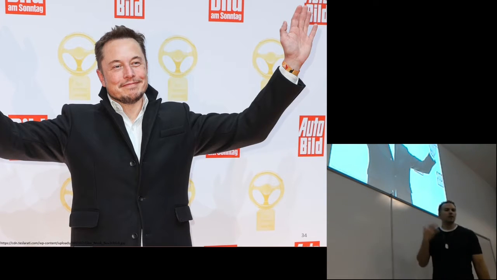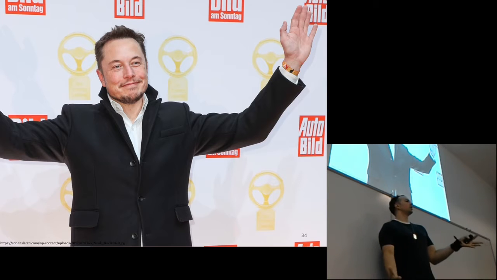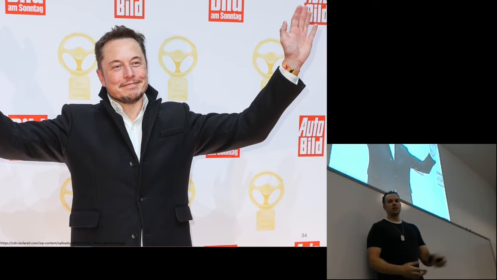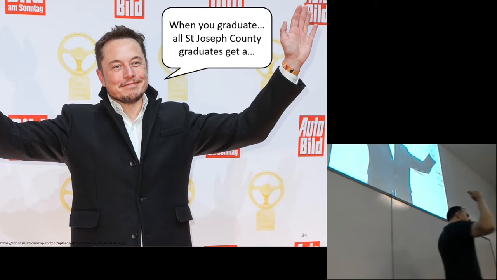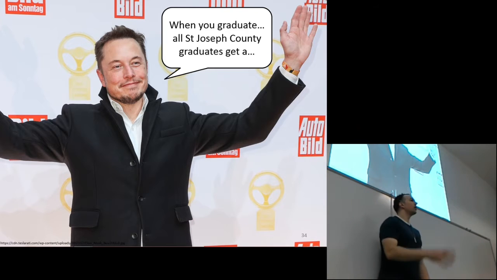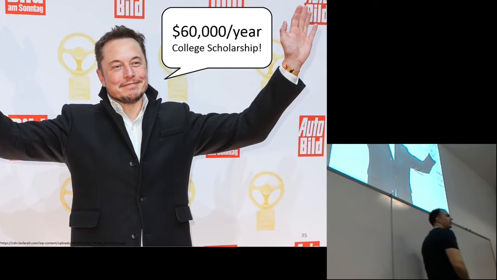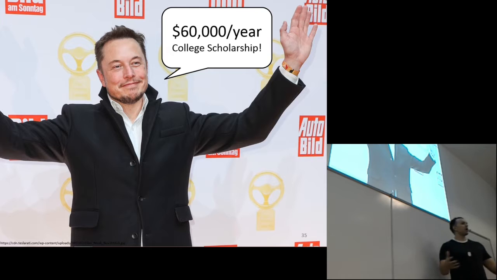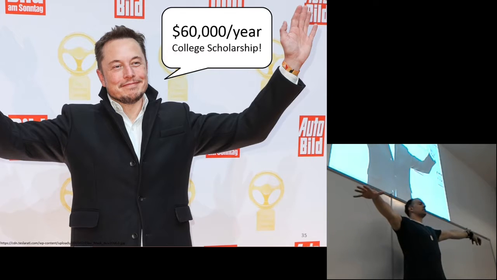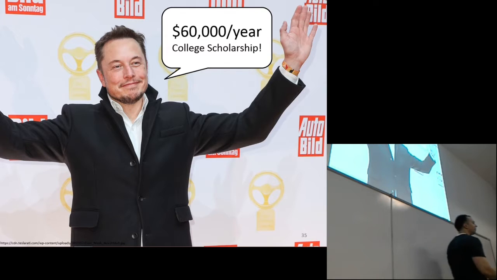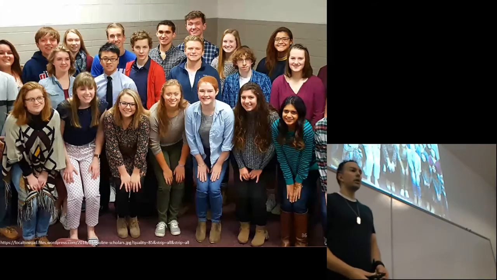And he said to himself, you know what? These kids are the future. I really want to make sure that they can reach their full potential. So, for everybody in St. Joseph County, when you graduate high school, you are going to get $60,000 a year to go to college. So he makes a promise that every student graduating high school in St. Joseph County is going to get $60,000 a year from him in order to go to college. So these students all graduate.